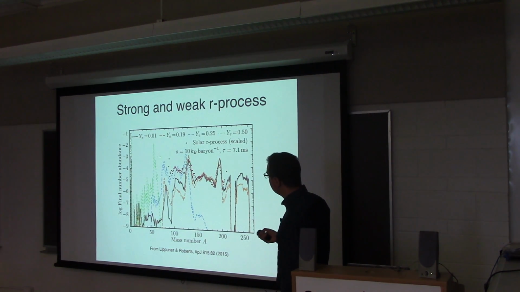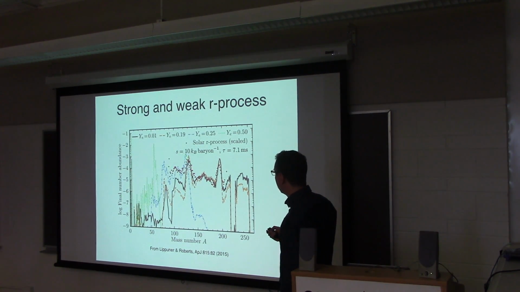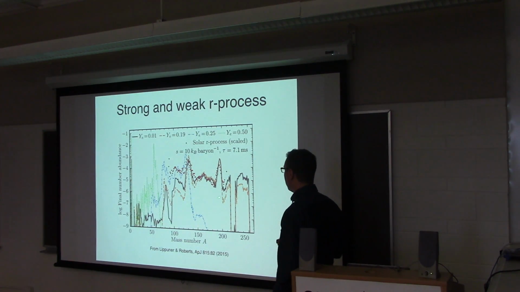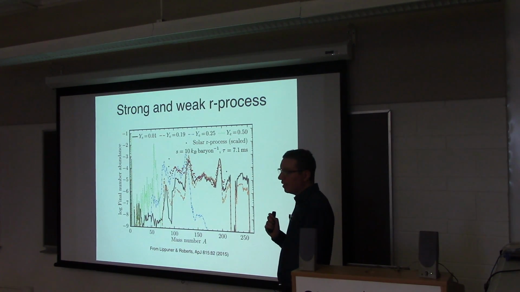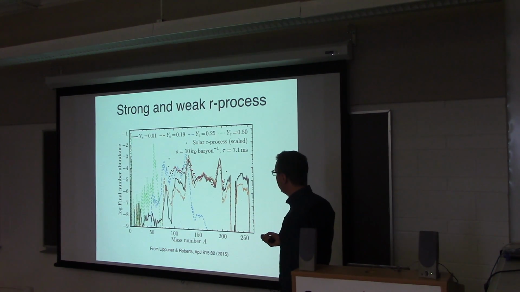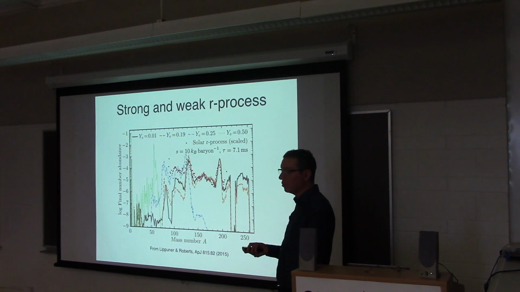This is the relative abundances of elements. These red dots are the solar abundances. If instead you increase the proton fraction a little bit, at some point you hit a threshold around the electron fraction of 0.2 or so, where you stop producing these elements. Instead, the r-process runs out of free neutrons before it has a chance to form these heavy elements.